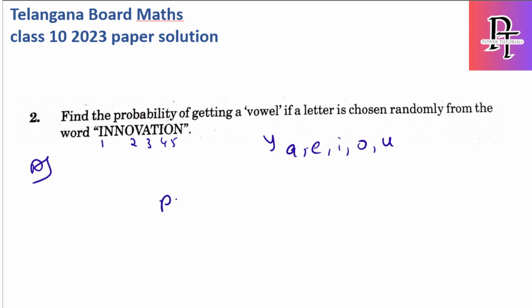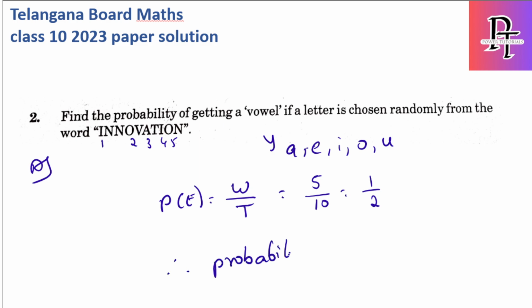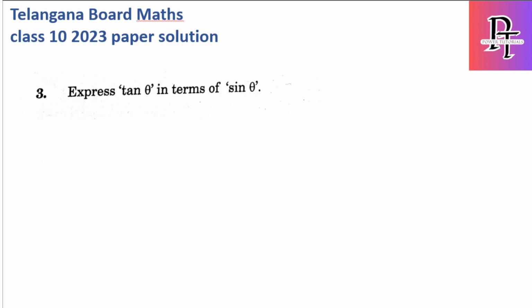So the probability of the event is equal to favorable outcomes by total outcomes. Here the favorable chances are 1, 2, 3, 4, 5, so 5 chances, by the total number of letters present: 1, 2, 3, 4, 5, 6, 7, 8, 9, 10. It is 5 by 10. If I divide by 5, I get the answer 1 by 2. Therefore, probability is equal to 1 by 2. Okay, next, the third one.